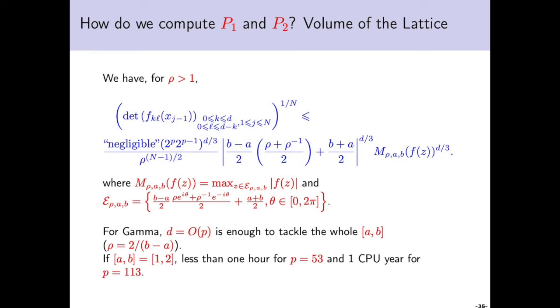So if AB is the whole interval, 1, 2, we get an answer in less than 1 hour for the double precision. Currently, it's a Sage Math algorithm, so it has to be implemented in C and improved. But it is 1 CPU year for the quad precision. Don't be terrified by this amount of time.